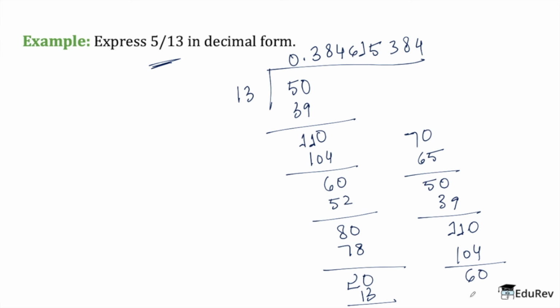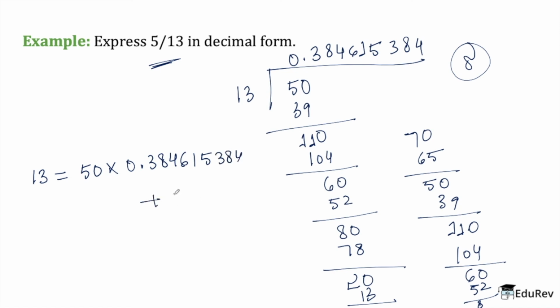Then finally for 4, it's going to be what? 52. And finally when I do this subtraction, the answer is going to be what? 8. So I can write this whole as that 13 will be equal to 50 into 0.384615384 plus 8. So this is what it is. Now hence we can see that the quotient that is given, that is 0.384615384, pretty long quotient, and the remainder is not 0.